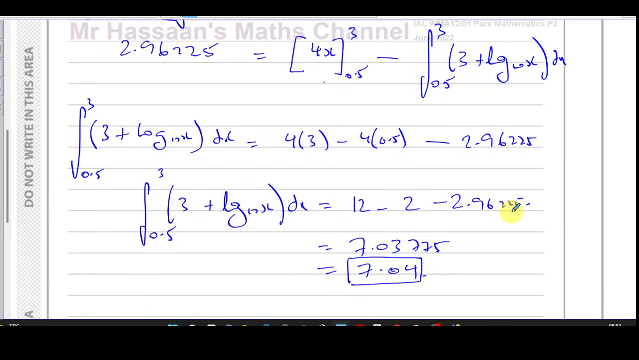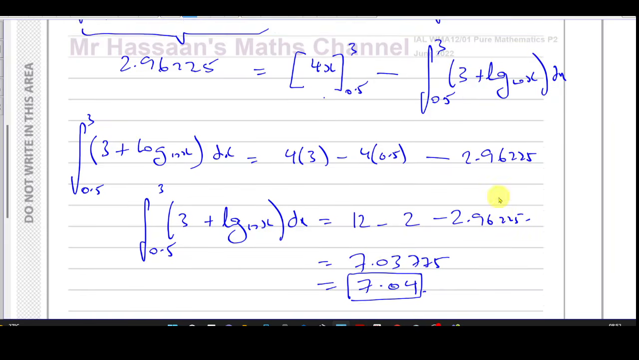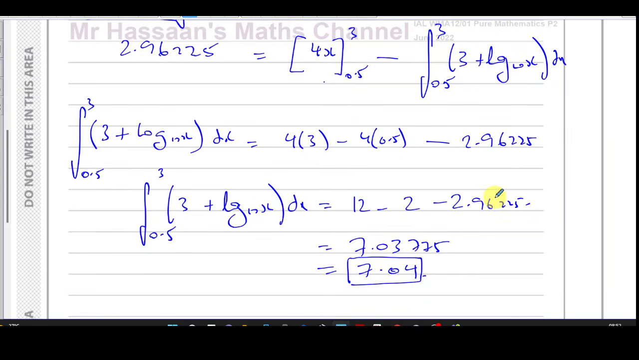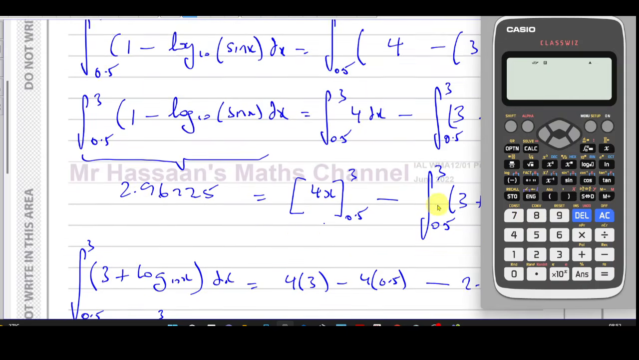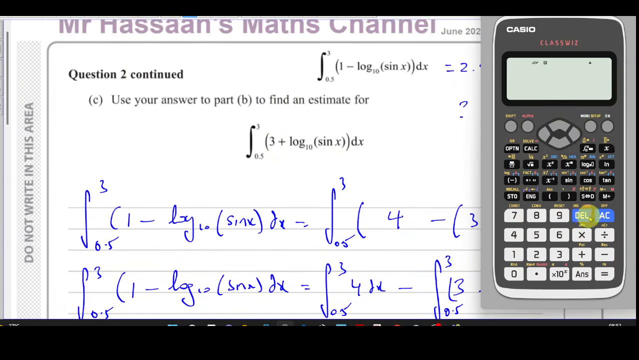Now, you might want to check to see how close your answer is to the real answer. In order to do that, I'll show you a little trick that we can use. We can go to the original question here, and we can set up a numerical integration for this. So I can just choose this button here. I can put in my function. I'll put bracket 3 plus log to the base 10, which is the same as log of sine x.